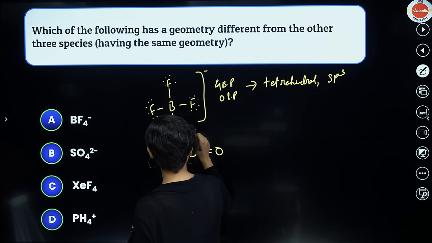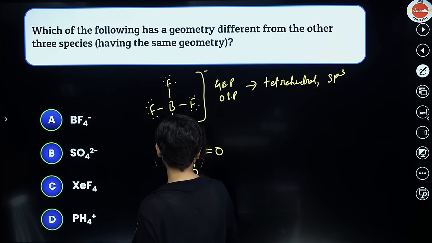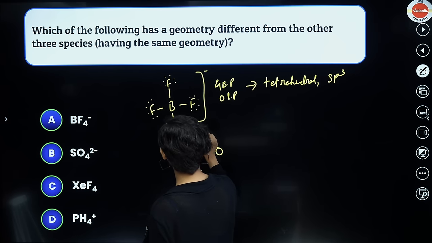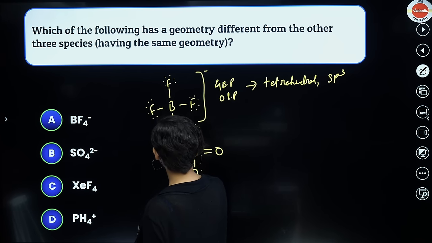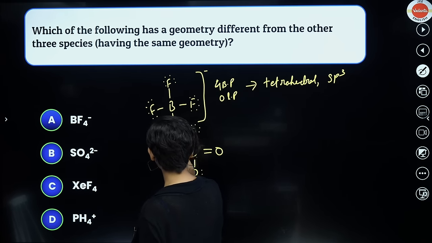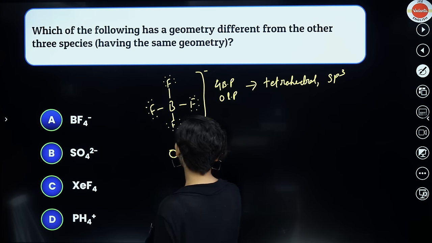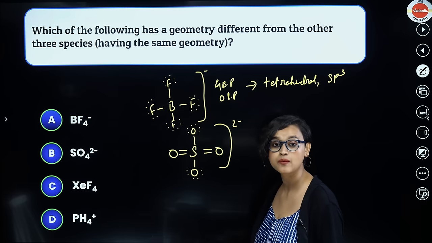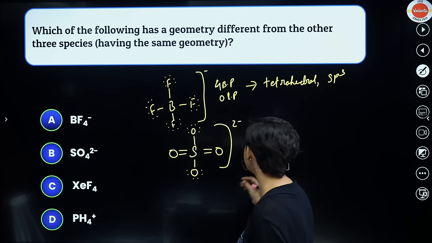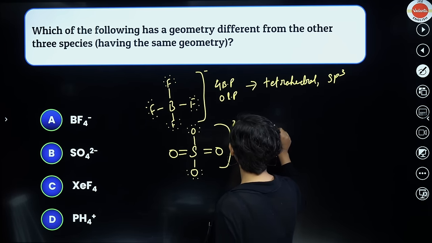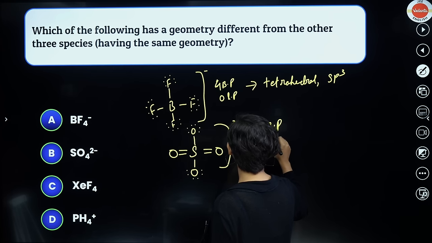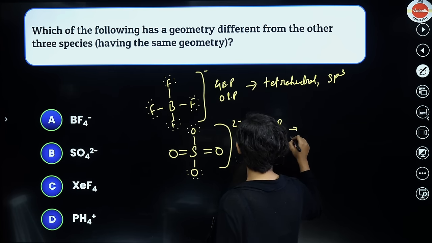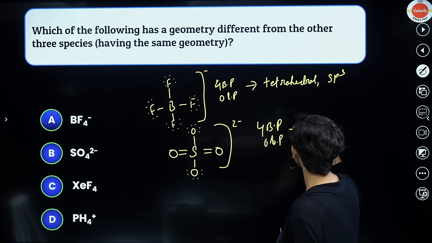Then you have 1 oxygen here, 1 oxygen here. So, 1, 2, 3, 4, 5, 6, 7, 8. And then here it will be 1, 2, 3, 4, 5, 6, 7, 8. All done? Yes. Now for this I can write 2 minus. Does it have any lone pair left? 0. So once again you have 4 bond pairs, 0 lone pairs. Steric number 4 again. That means tetrahedral, everybody.